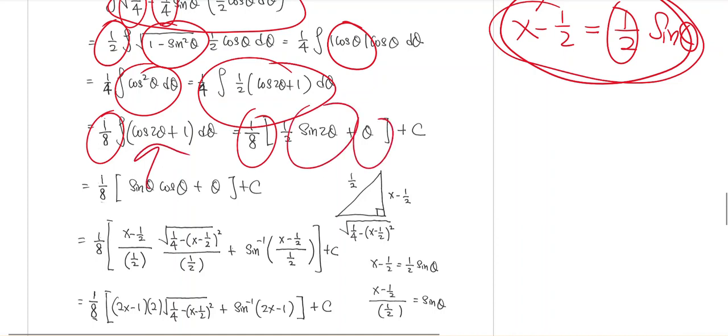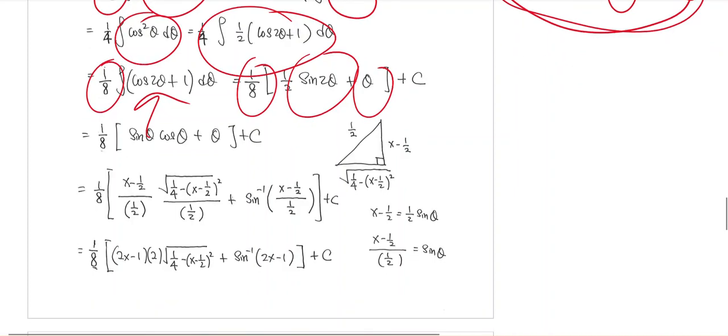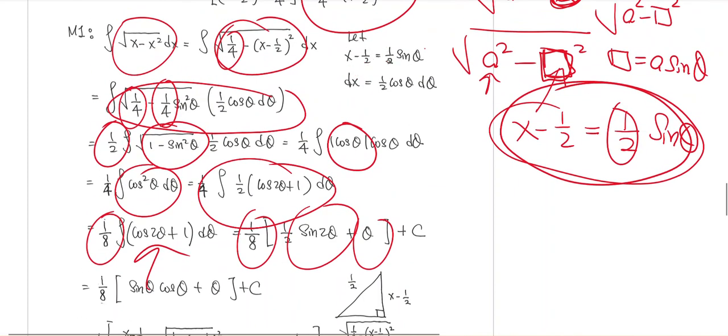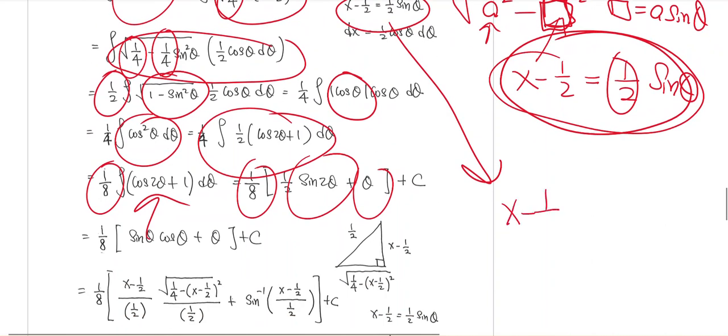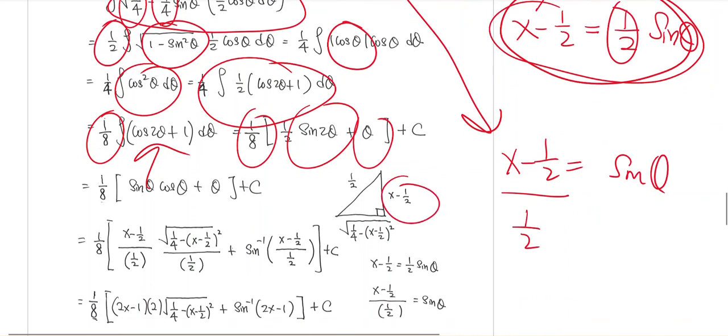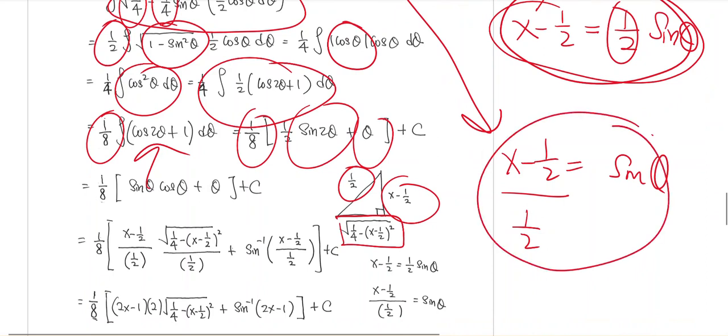Now, if you want to find the antiderivative in terms of x, this is the only time you have to look at this expression one more time. So you will be like x minus 1 over 2 is equal to 1 over 2 sine theta. Therefore, your sine theta will be the ratio of x minus 1 over 2 over 1 over 2. So you will have to write x minus 1 over 2 over 1 over 2. And then this side here will be this. And this is the only time you come back to these substitutions.